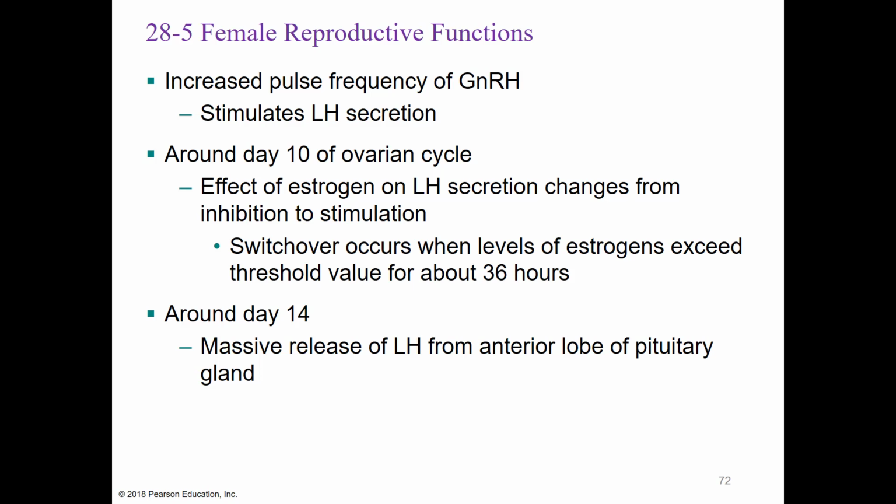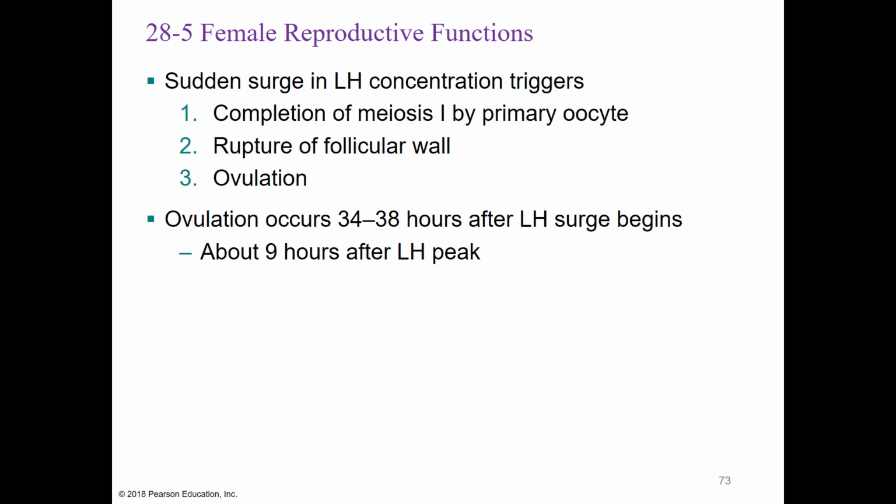Around day 14, there will be a massive release of luteinizing hormone from the anterior lobe of the pituitary gland. This makes sense because this is when we want ovulation to occur. The sudden surge of LH concentration will trigger the completion of meiosis I by the primary oocyte, the rupture of the follicular wall, and ovulation. Ovulation occurs about 34 to 38 hours after the LH surge begins, and about 9 hours after the LH peak.